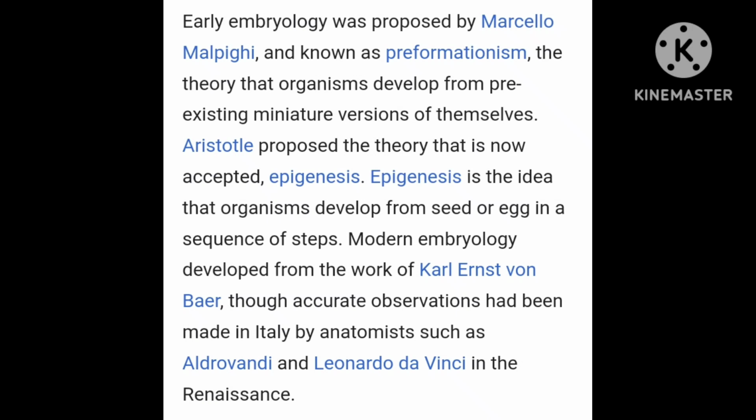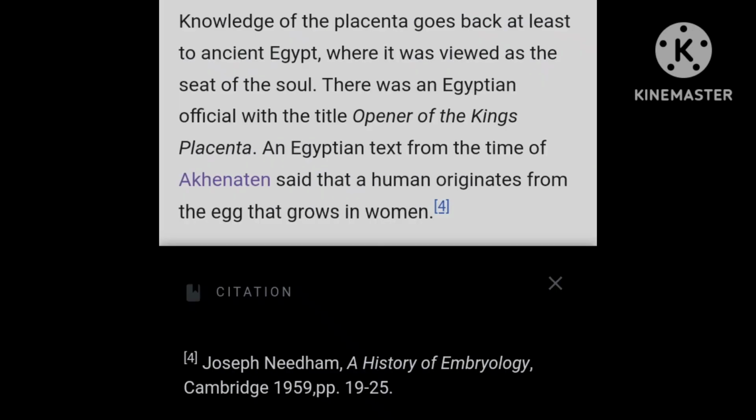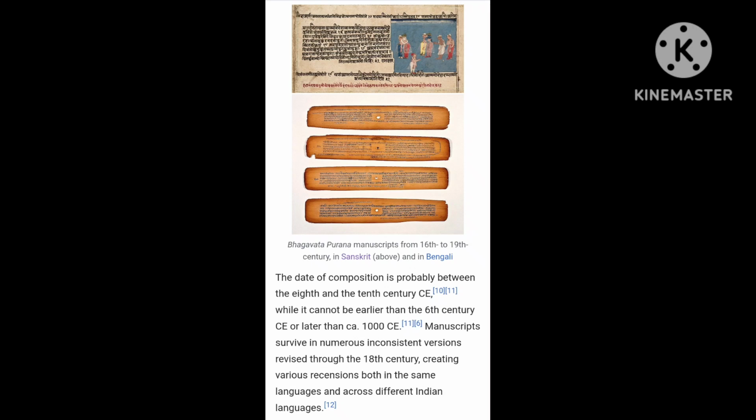However, I would like to add what the prehistoric parts were apart from India. Knowledge of the placenta goes back at least to ancient Egypt, where it was viewed as a seat of the soul. The concept of immortality of the soul is a stupid idea, but nonetheless there was an Egyptian official with the title Opener of the King's Placenta. An Egyptian text from the time of Akhenaten said that a human originates from the egg that grows in the woman. The citation is A History of Embryology, Cambridge, Joseph Needham. One can refer to that in case they forget it.